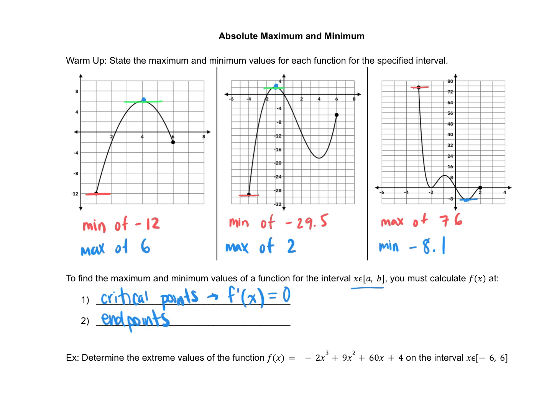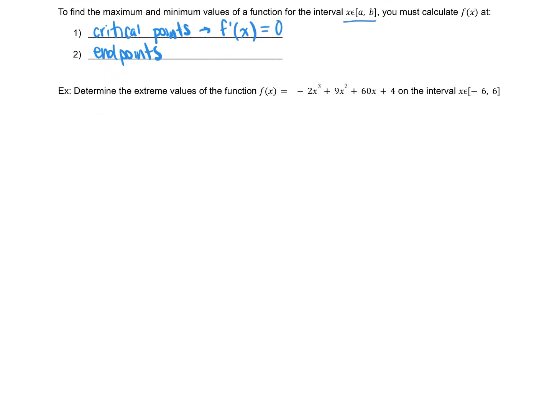So in this case, if we're looking at x between a and b, I would have to evaluate f at a and f at b. And then I would just compare which of those values is the biggest for the absolute maximum, which one's the lowest for the absolute minimum. So once again, we're testing the endpoints and we're testing those critical points because those critical points are where we're changing from an increase to a decrease or a decrease to an increase. So that is a potential max or min.